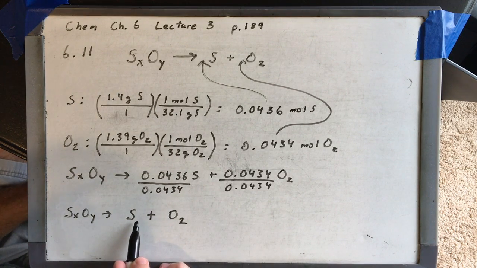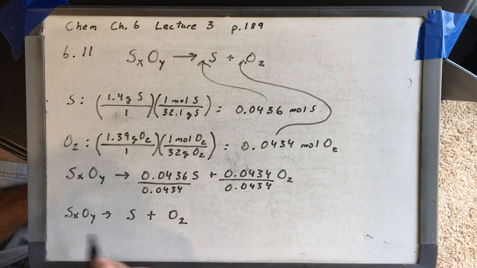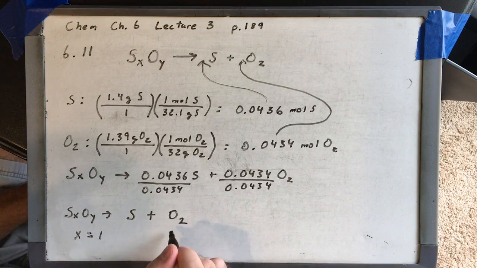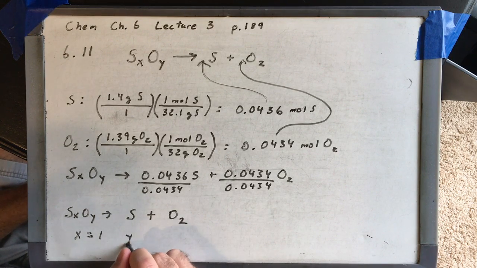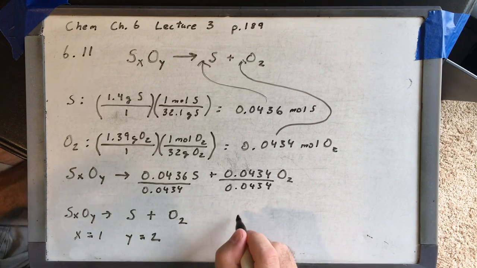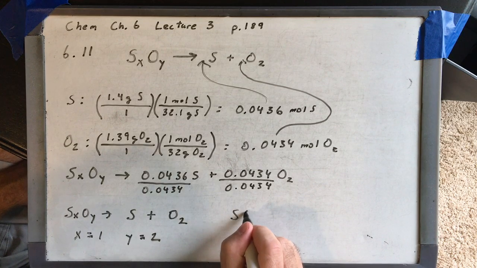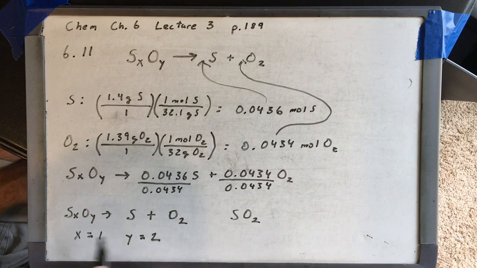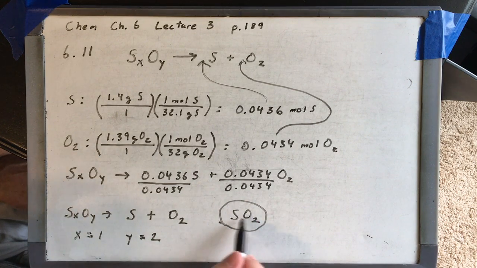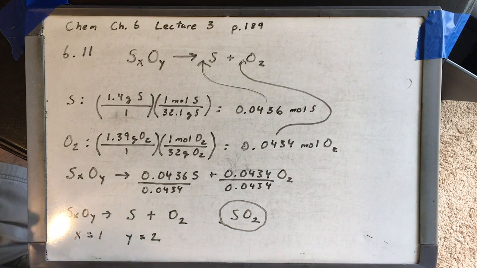So now we can figure out how many sulfurs we have. Okay, x, you just count them up over here. There's just 1. How many oxygens? y is equal to 2. You multiply the coefficient times the subscript. So 1 times 1, 1 times 2. So our empirical formula is just SO2. We plug the x and the y in. We can't reduce that anymore, so we know it is an empirical formula.